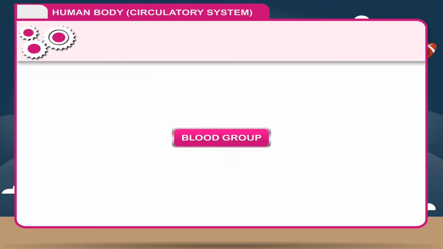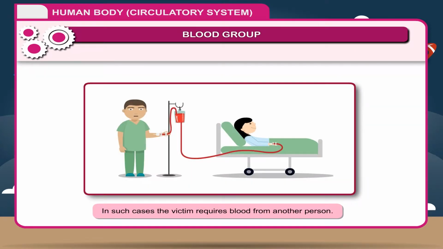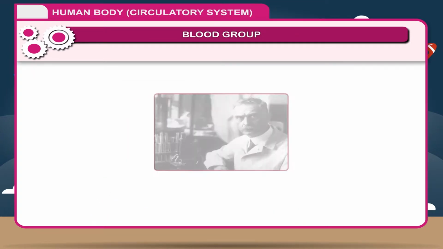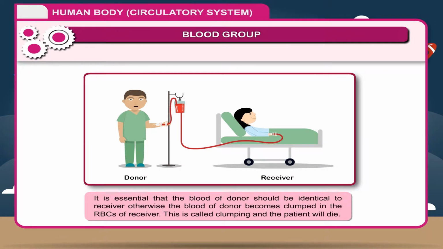Blood group. Sometimes, due to serious injury, there is bleeding. If it is not checked, the person can die. In such cases, the victim requires blood from another person. In 1902, Karl Landsteiner discovered for the first time that blood in all persons is not identical. It is essential that the blood of the donor should be identical to the receiver, otherwise the blood of the donor becomes clumped in the RBCs of the receiver. This is called clumping and the patient will die.